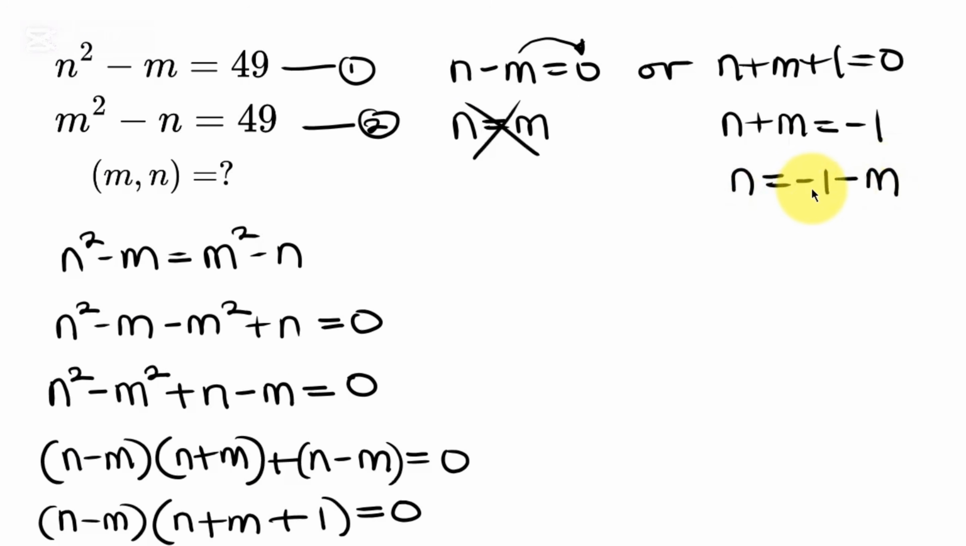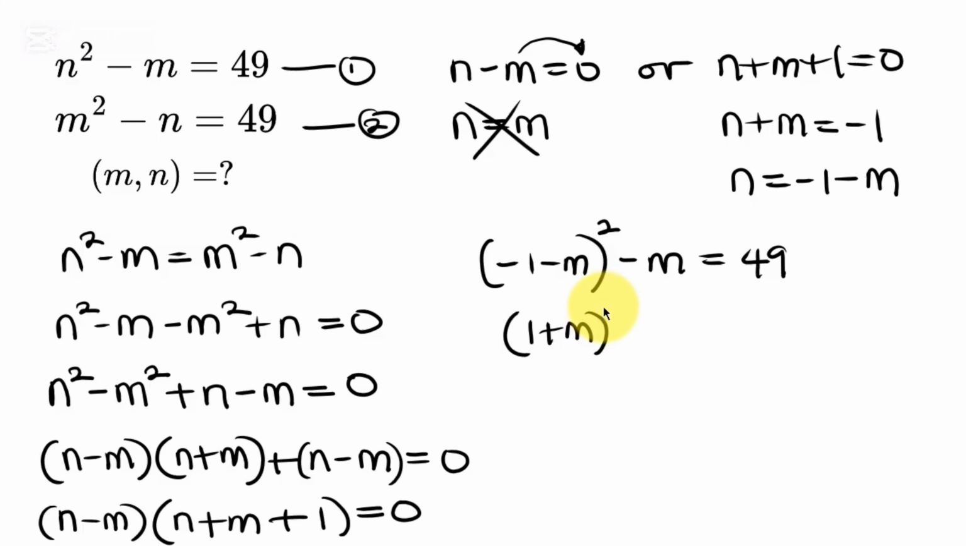Very good. Now I'm going to be substituting this in either of the two equations. I'll choose equation 1. This is n squared. Remember, n is this. So I'm going to be writing negative 1 minus m in place of n, and this is squared. Minus m, and this is equal to 49. Now notice that squaring negative 1 minus m is the same as squaring 1 plus m. That is it. So minus m, and this is equal to 49.